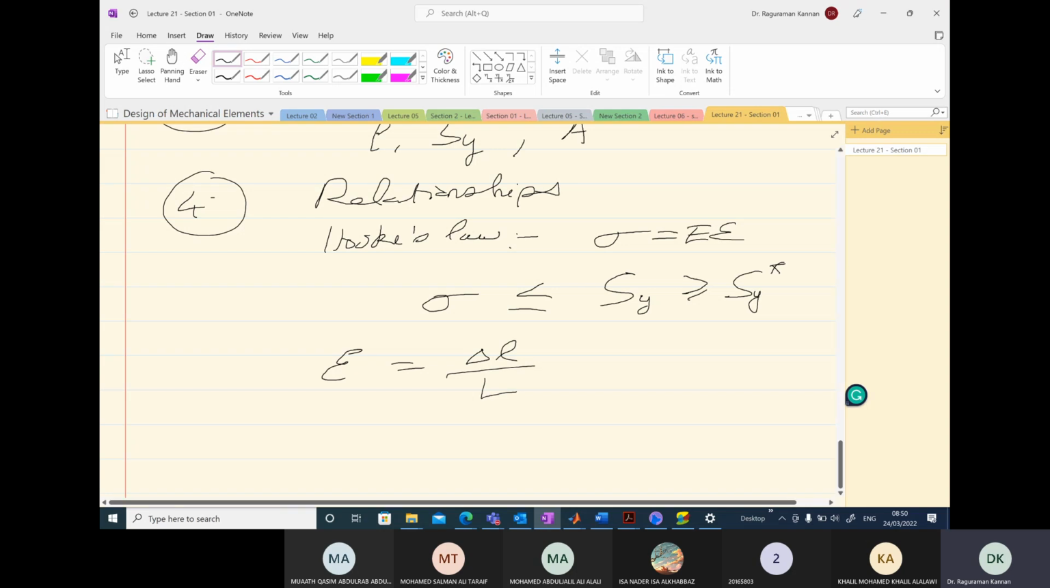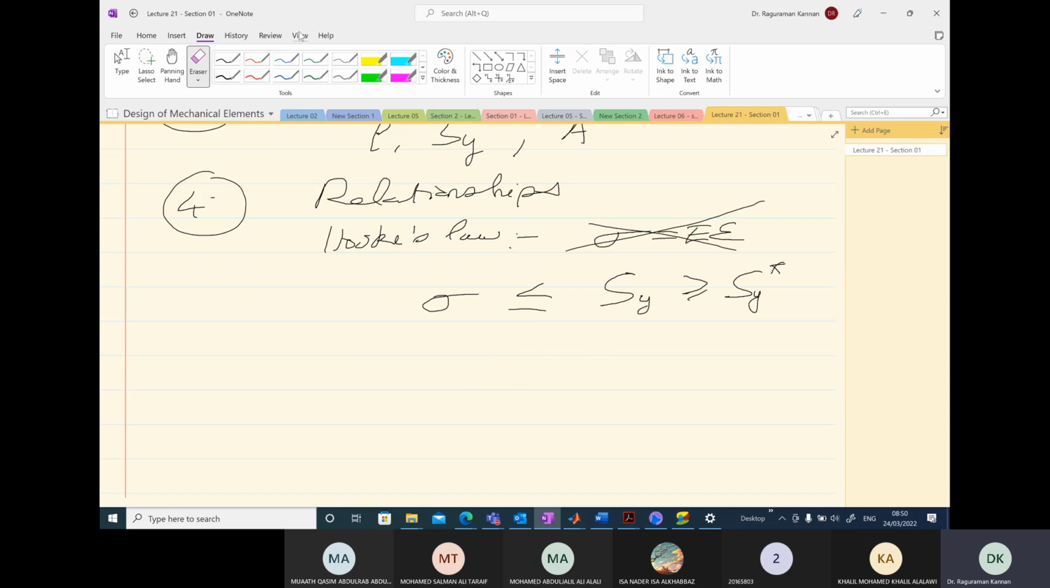Okay, so we can see most probably E will not occur here. So this is not the relationship I want to have here. Rather, we are bothered about the stresses here. So most probably this is the relationship I am looking for. Okay, so what is stress?